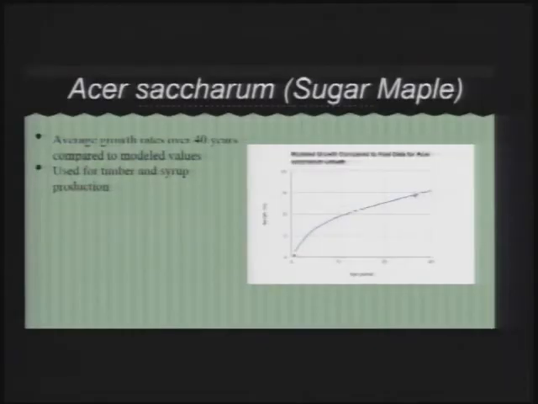So the specific tree we looked at was the sugar maple, which is often used in timber and syrup production. And so we looked at the heights and we matched the average growth rates. We set the cutoff date at 40 years because that's a pretty reasonable time for trees to grow in a plantation before they cut them down and harvest the trees.